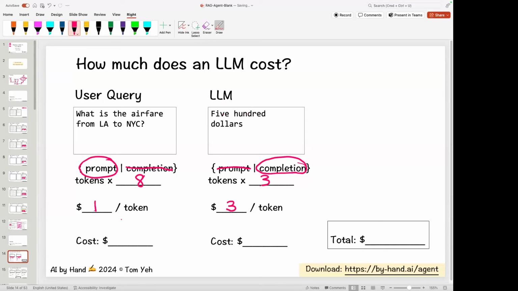Using this math, the cost of handling the prompt is 8, and the cost of responding with 3 tokens is 3 times 3, which is 9, and altogether 17. So it's very simple math to do this kind of calculation.